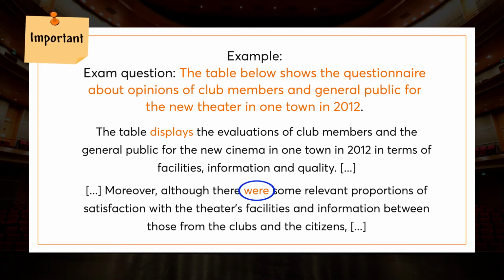So really here, this should be "were", because it happened in the past, didn't it? But we use present tense here because we're writing about the diagram now. Okay, so just try and remember that.